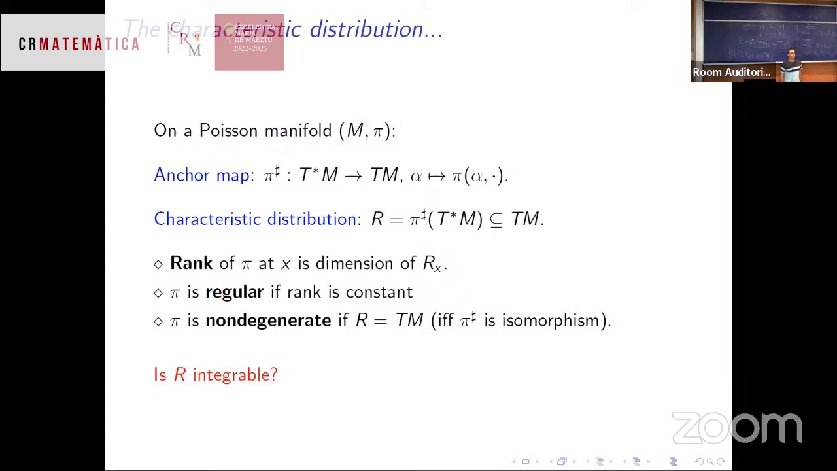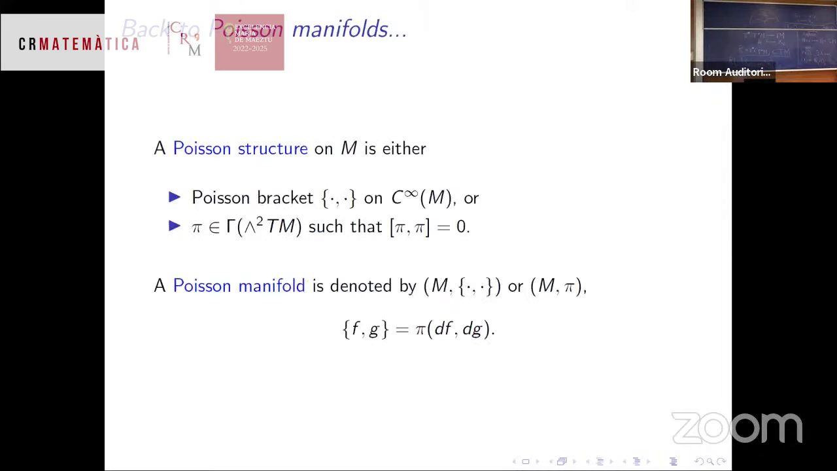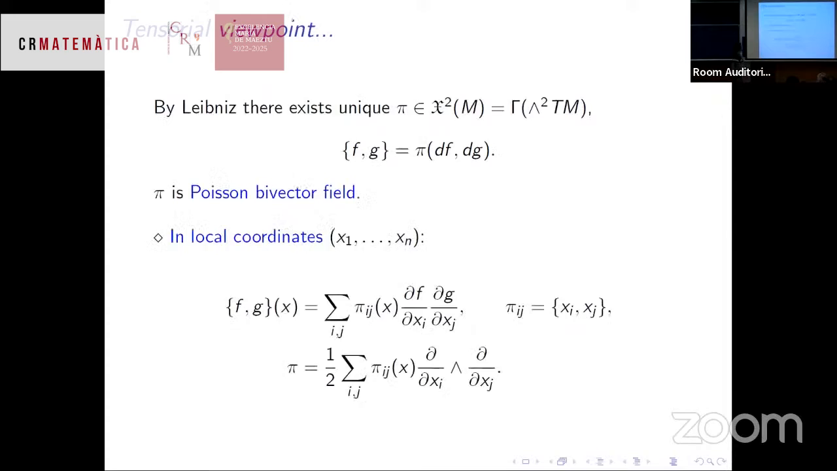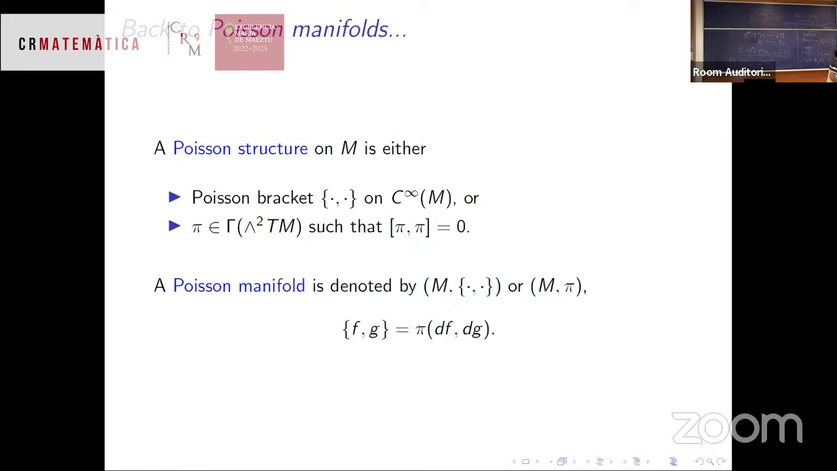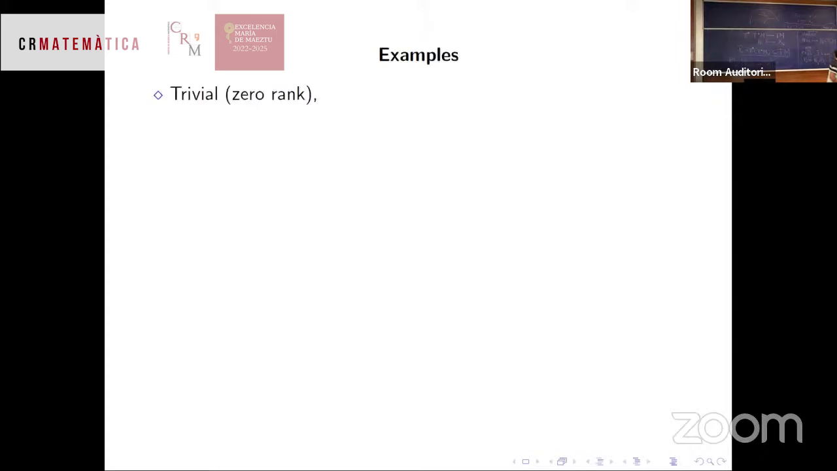Okay? So we'll see that they are, but at this point, you can already check, at least assuming that this distribution has constant rank, it's a simple exercise to use this property here to check that at least in the constant rank case, this characteristic distribution is always involutive. And by Frobenius theorem, it will be necessarily integrable, okay? In the general case, it's a bit more complicated than that, but we'll get to that. Okay, good. So now I'll pass to my list of examples of Poisson structures, okay?